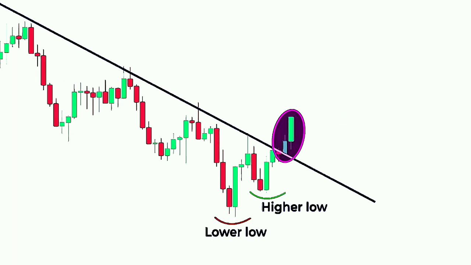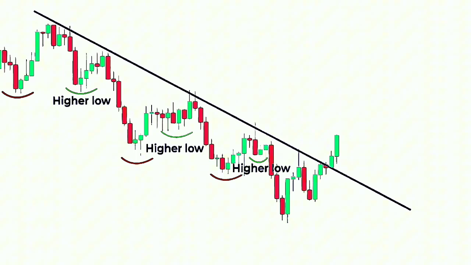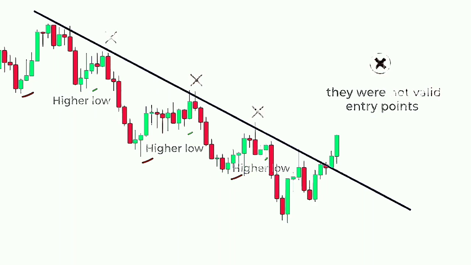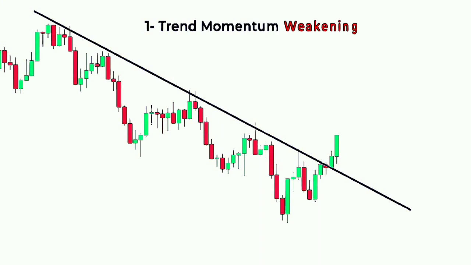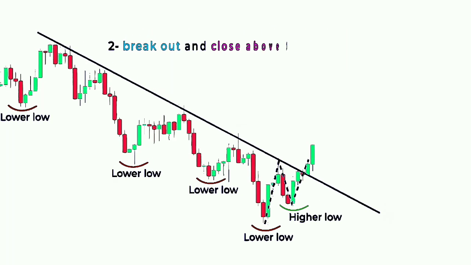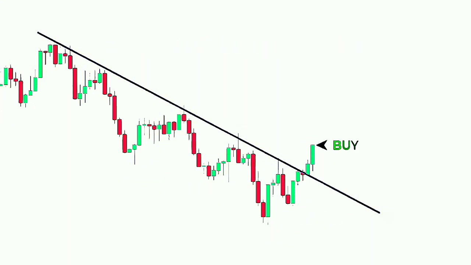Now, it's important that we find higher lows that are also followed by a trend line breakout, because in this example, we see multiple higher lows earlier, but since they were not followed by a trend line breakout, they were not valid entry points. So to recap, first, we want to see the existing trend getting weaker. In this case, price shifts from lower low structure to a higher low structure. Next, we wait for price to break out and close well above the trend line. Once these signals are confirmed, we take a buy position.